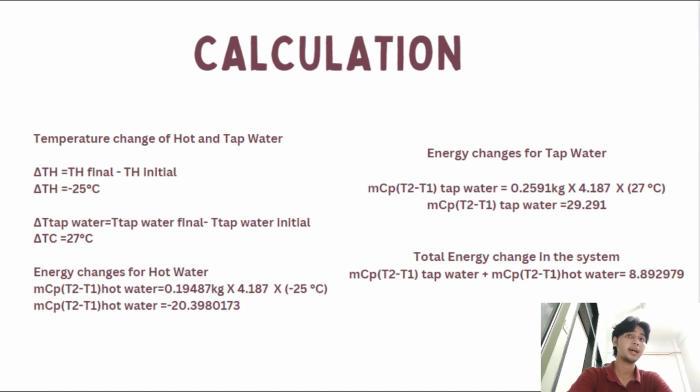Lastly, we will calculate the total energy change in the system. That is the energy changes of tap water plus the energy changes of hot water. The answer that we get is 8.892979. Next we move to the safety procedure.